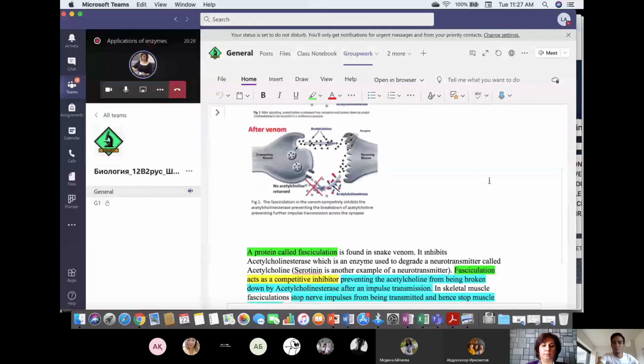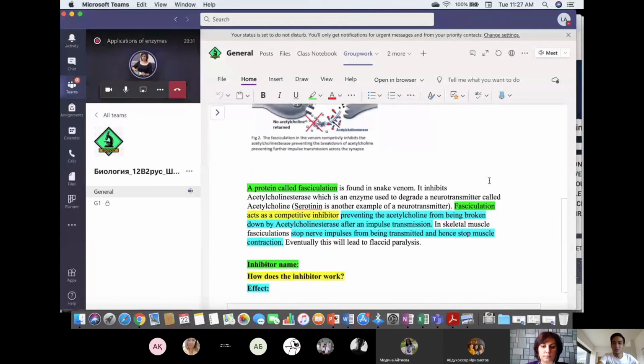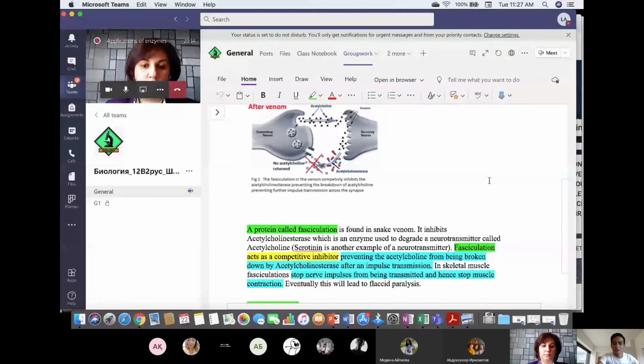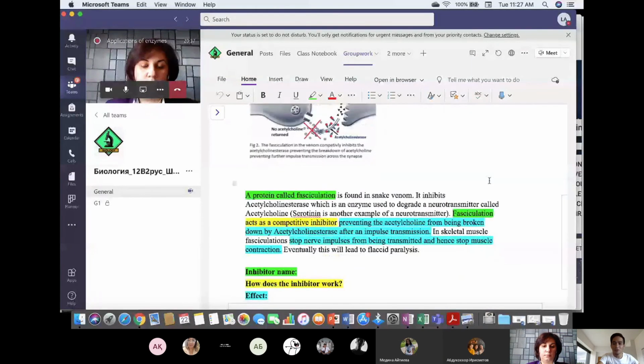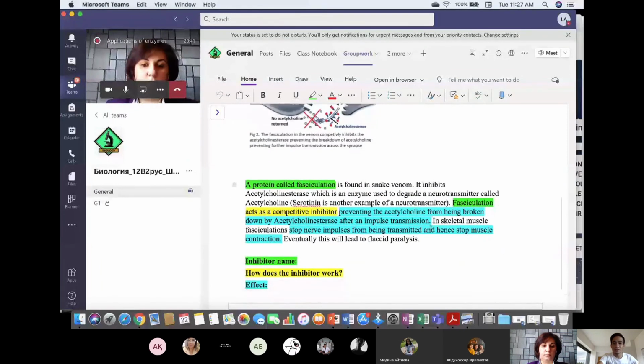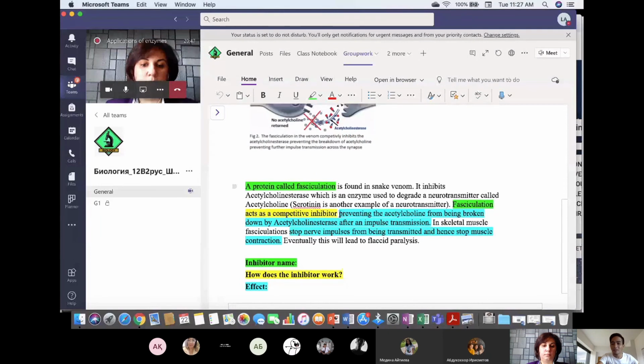Snake venom. Okay, so the inhibitor name is fasciculation. Very good. How does the inhibitor work? It acts as a competitive inhibitor, preventing acetylcholine from being broken down by acetylcholinesterase. So actually, this part is still how does the inhibitor work, or the mechanism. So it's an inhibitor to acetylcholinesterase.